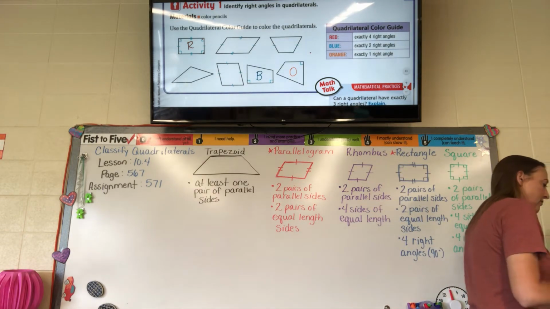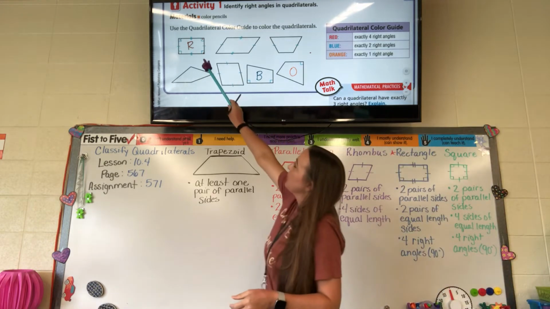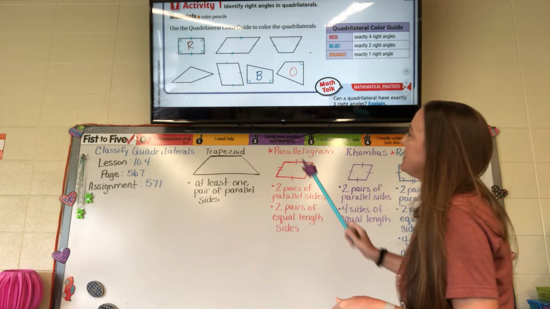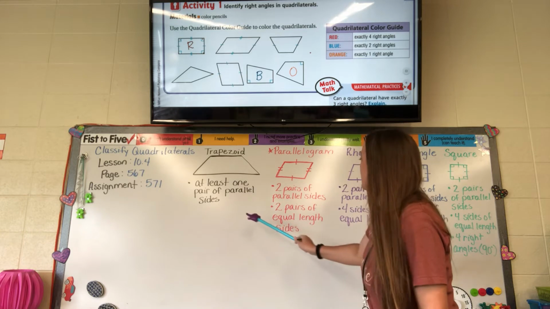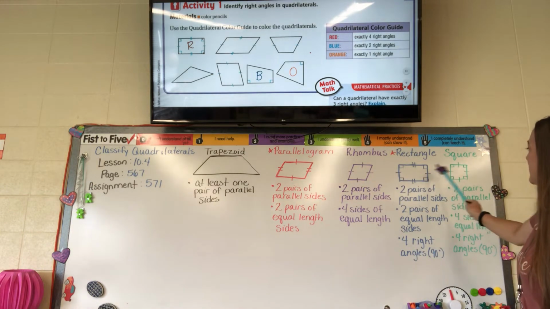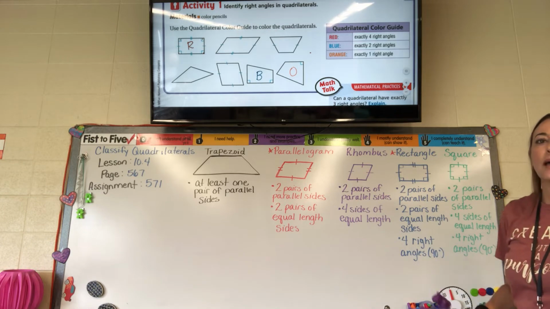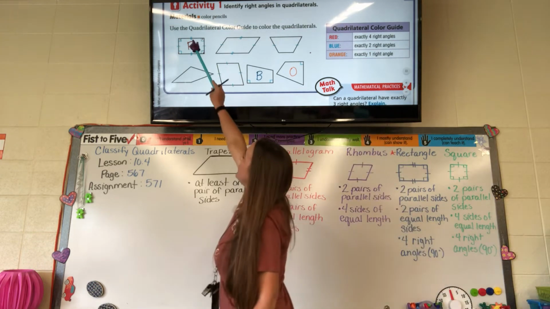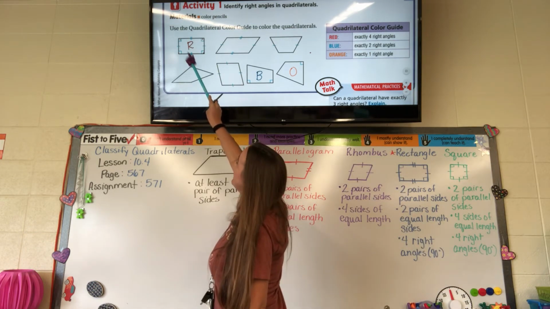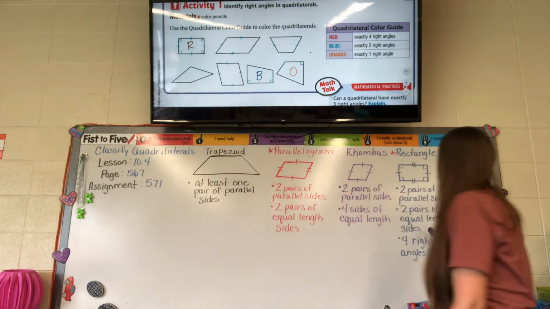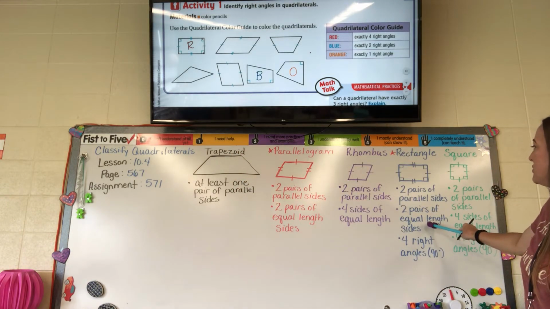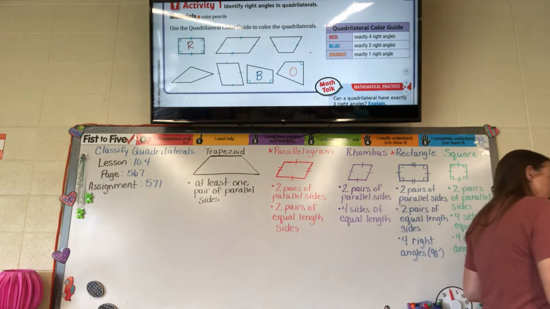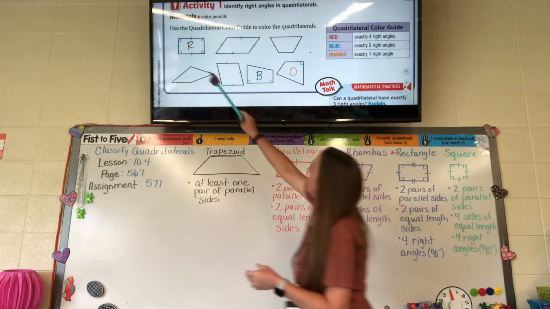Okay, so if we look at the one that we colored red, or wrote the R for red in, you can see that it has 4 right angles. That means it could be either a rectangle or a square. Those are the only 2 quadrilaterals that have 4 right angles. And then if I see that the top 2 are the same length and the 2 sides are the same length, that would mean it's a rectangle because it has 2 pairs of equal length sides. 2 pairs, like a pair of shoes, okay? So this one would be a rectangle.